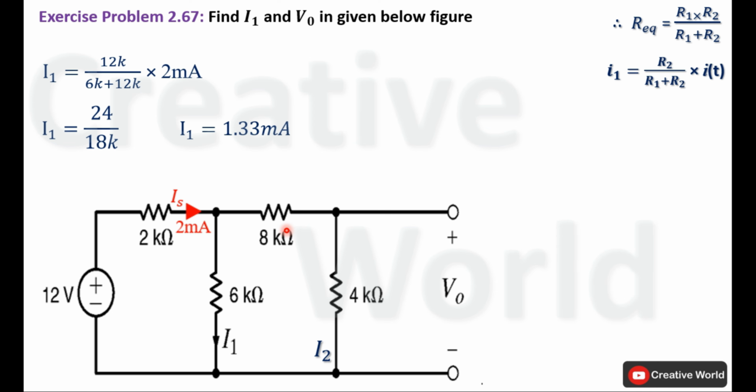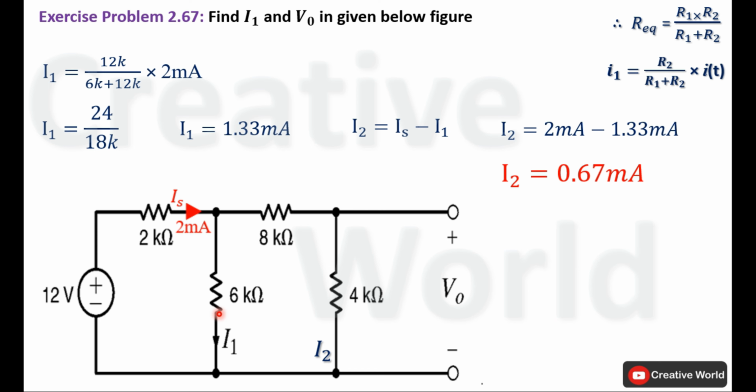Now we can calculate the value of current I2 as well using Kirchhoff's current law. On this node, only one current is entering, that is the supplied current, while two currents are leaving this node. So the value of current I2 can be calculated using this equation. I2 will be equal to Is minus I1, total supplied current minus this branch current. Place the values of both currents. I2 is equal to 2 milliampere, that is total supplied current, minus 1.33 milliampere, that is the current of this branch. So the value of I2 will become 0.67 milliampere.